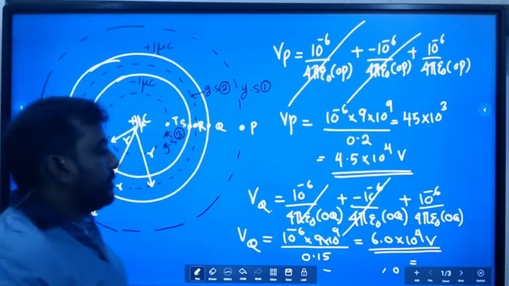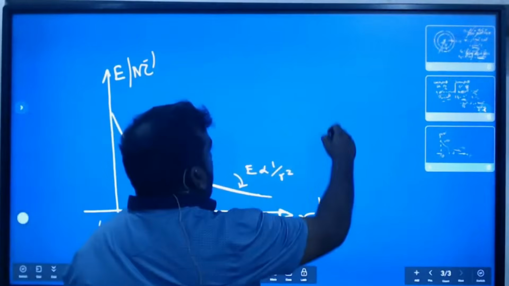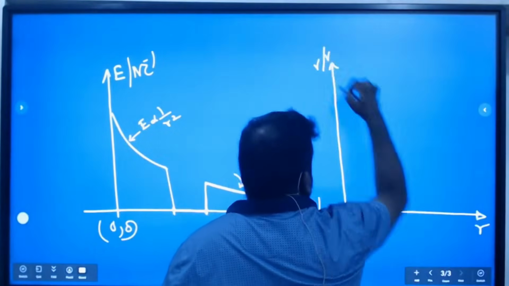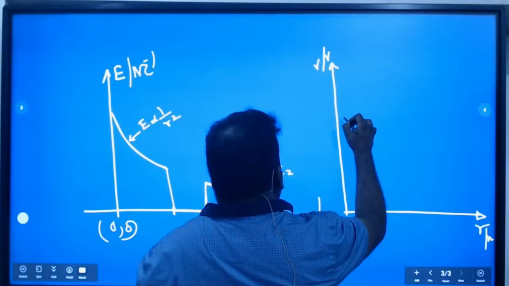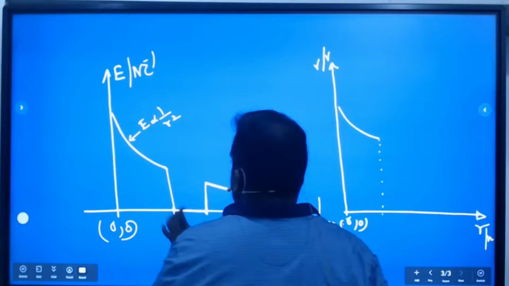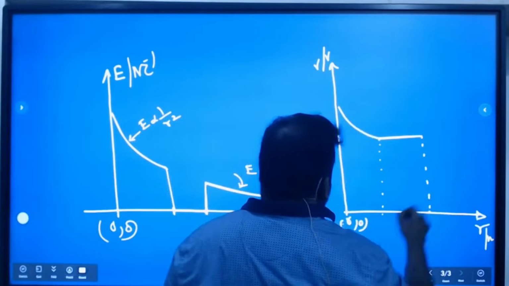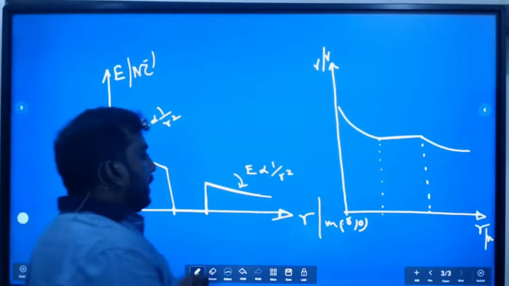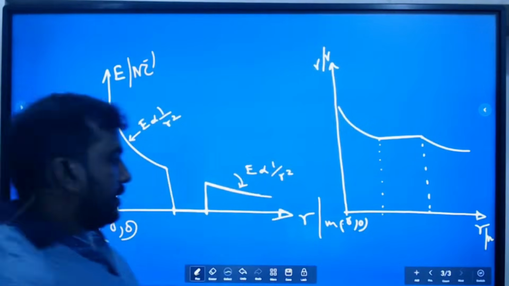Be careful. Let's go back to the graph. If they ask you to plot the potential versus distance graph, how will you plot this? 1 over R squared field means a 1 over R potential graph. Electric field strength 0 means potential is constant. So from here to here the potential is the same.